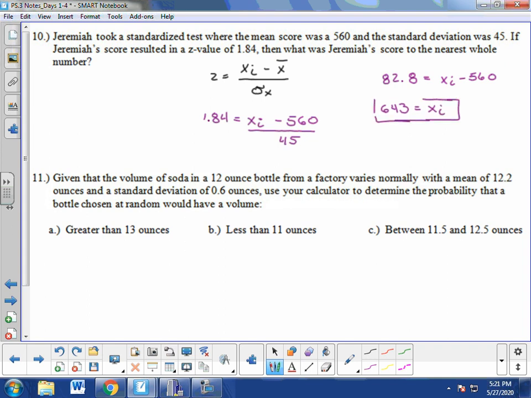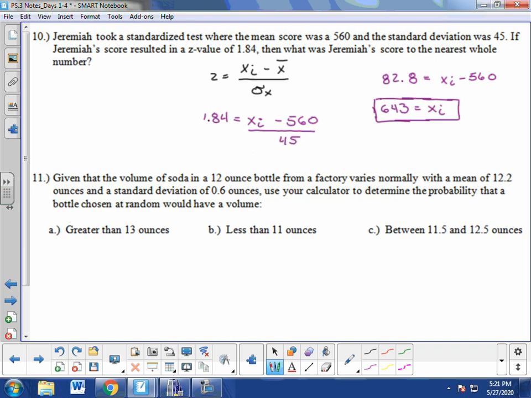So we can use that z-score formula to tell how far things are away from the mean in a value of standard deviations, or if we know the z-score, we can use that to come up with specific points along the curve. Now, let's take a look at problem number 7.